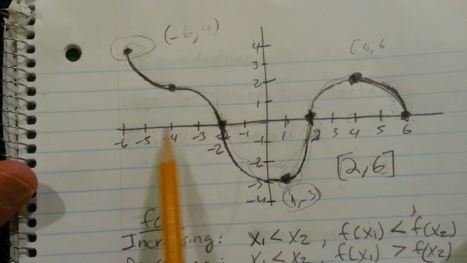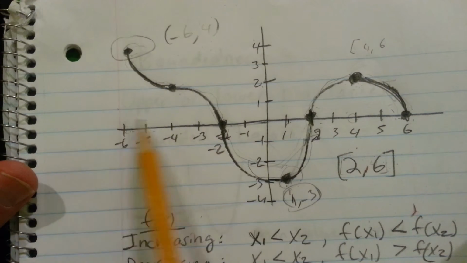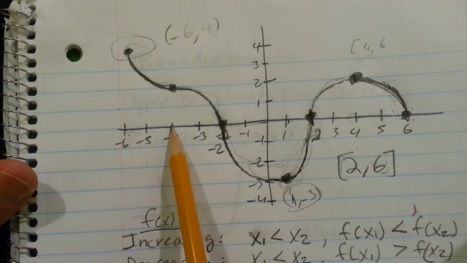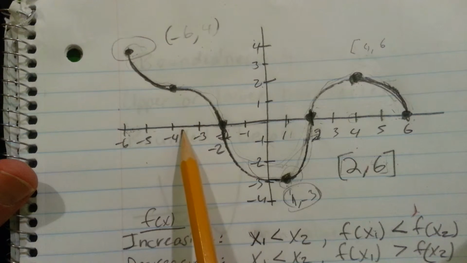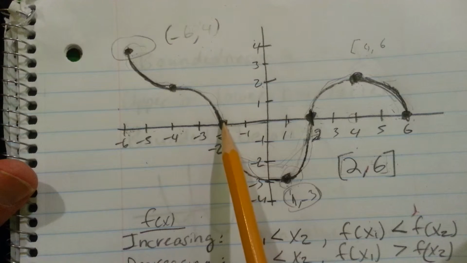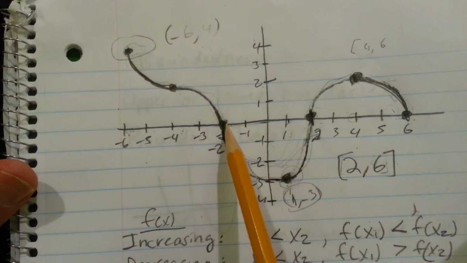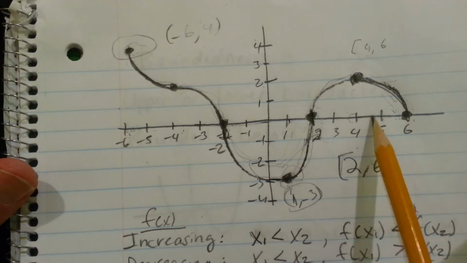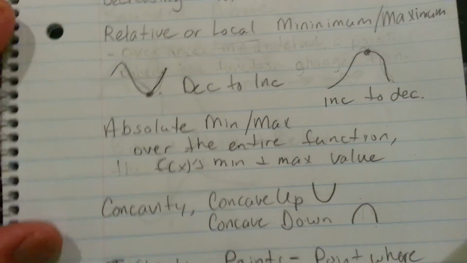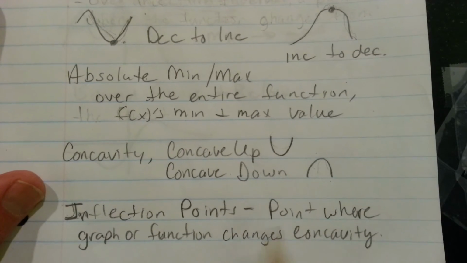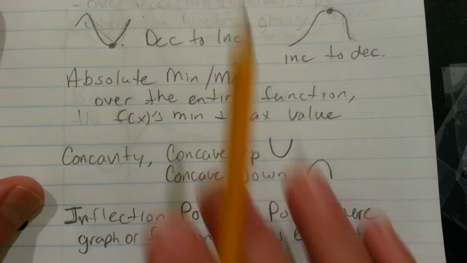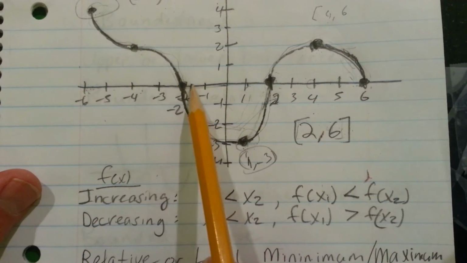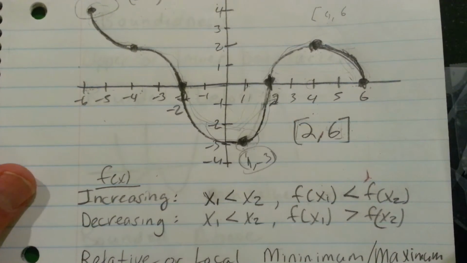What intervals on the x-axis do we have a decreasing function, an increasing function? I'm concave up from here to here. I'm concave down from -6 to -2. I'm concave up again, a smile, from -2 to 2, and I've got a frown, concave down, from 2 to 6. Okay? And we've learned about inflection points, points where the graph or function changes concavity, okay? All right? I've got one here, here, and here, okay?